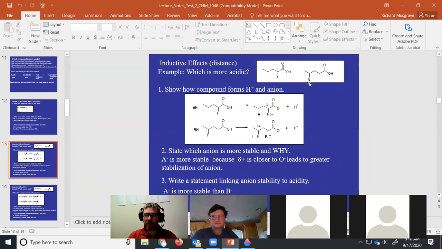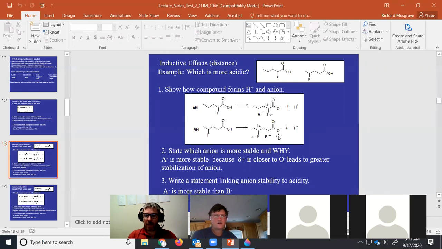They both have F's attached to them, but in this instance, the F is closer to this carboxylic acid, or C double bond O with the OH group, and this F is further away. So what does that mean as far as anion stability goes? The first thing we do is we take these and we split them up in accordance with what we were just talking about. We take the H plus off, and the negative charge will be left on the atom where the H plus resided. In this case, the H is on the O, and we take the H off as H plus, and that leaves a negative charge on the oxygen that remains. So that's what we're doing so far. Does anybody have any questions?